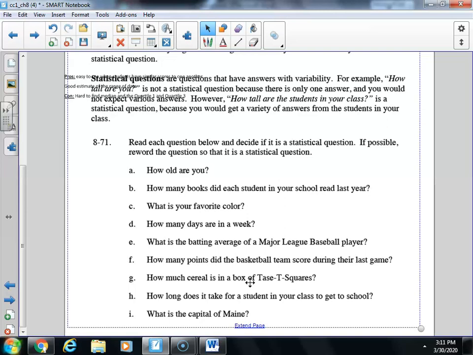H. How long does it take for a student in your class to get to school? Yes, this is statistical because again, we all live different amounts of time, different distances from the school, so we are going to expect to have different answers for that question.